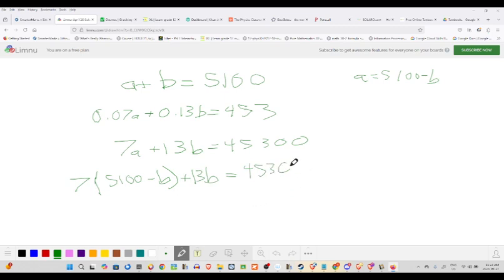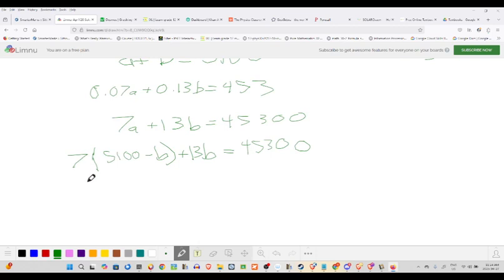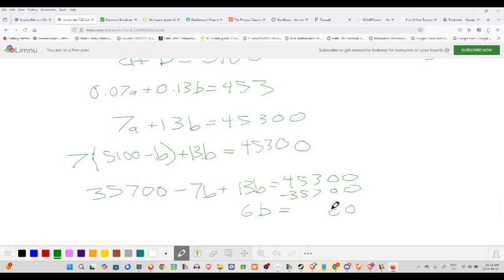Okay. All right. Now, 7 times 5,100 minus 7b plus 13b is 45,300. That gives us a 6b here. And if we subtract 35,700 from both sides, we end up with a 6b and 9, so 9,600.